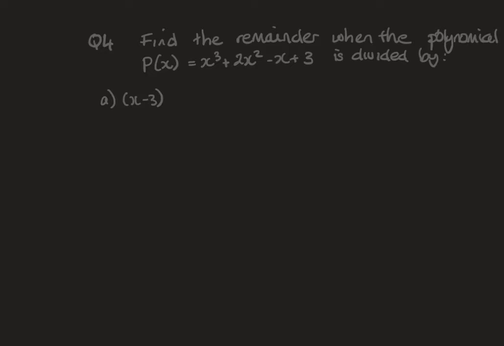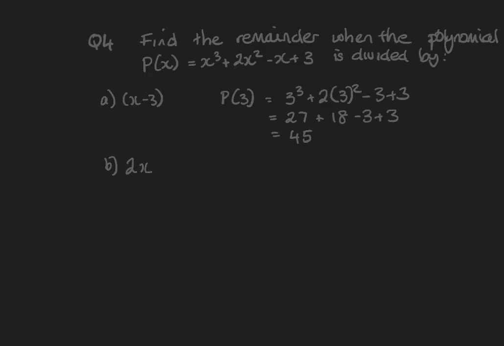Okay, question 4 this time. Find the remainder when the polynomial is divided by x minus 3. So we don't have to do long division. Remember, we've got the polynomial theorem, and so if I do p of 3 and substitute 3 into the polynomial, that will tell me the remainder. So we've got 3 cubed plus 2 times 3 squared minus 3 plus 3, and that works out to be 45.